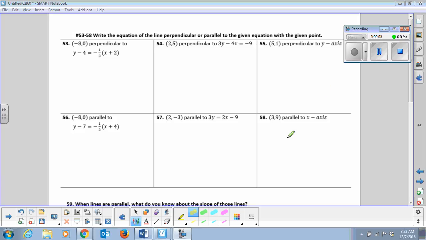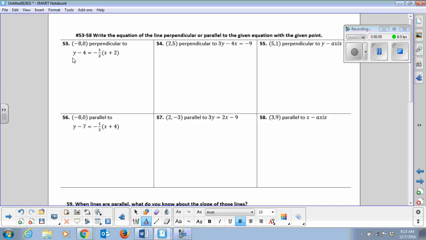All right, starting on page 7, we are dealing with perpendicular and parallel lines. So for perpendicular, you need to remember that to get a perpendicular slope, you have to flip the numbers in the numerator and denominator and switch the signs. So if your slope was positive, you'd have to make it negative, and if your slope was negative, you'd have to make it positive. Okay.